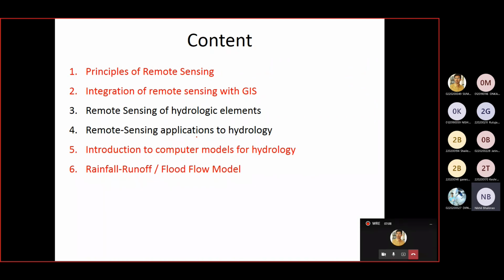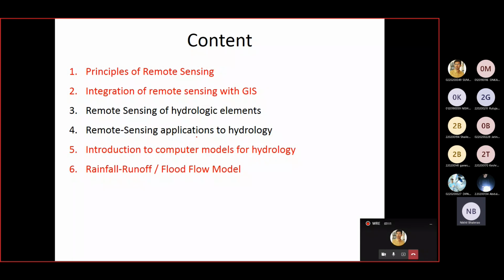In the last session we just listed these principles. In today's session we will discuss more about these principles of remote sensing. Then we will discuss the integration of remote sensing with GIS, then remote sensing of the hydrological elements, like rainfall, evaporation, transpiration, or some climatological parameters, and how we can identify them. Remote sensing applications in hydrological aspects, how we can make use of this technology, will be discussed in today's session.